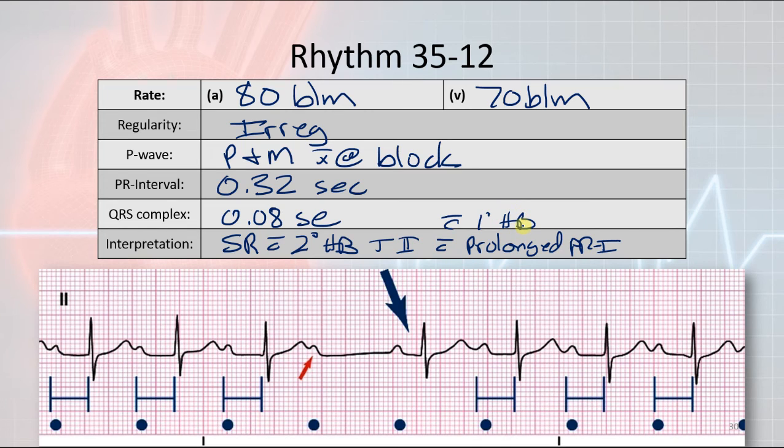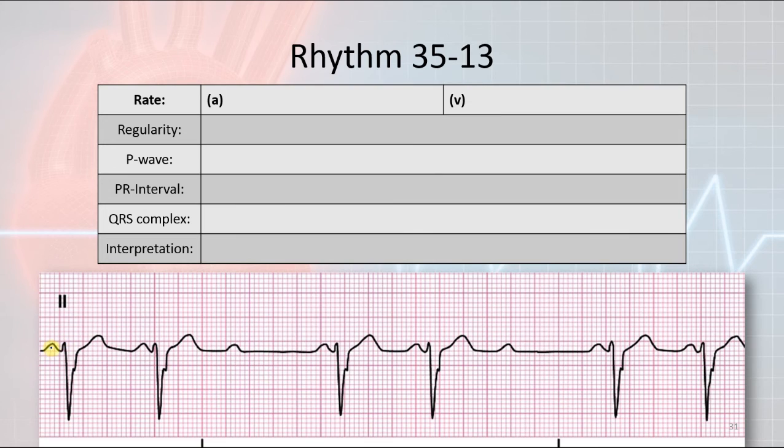Some people get weird when you say sinus rhythm with a second degree and a first degree, because they think, oh, well, you have to pick one. Technically, both problems are going on here. Either one of those would be correct. Second degree heart block type 2 with a first degree, or second degree heart block type 2 with a prolonged PR interval.